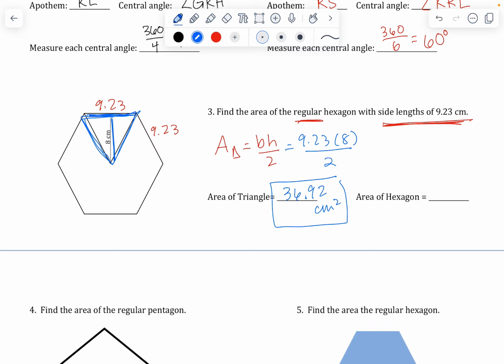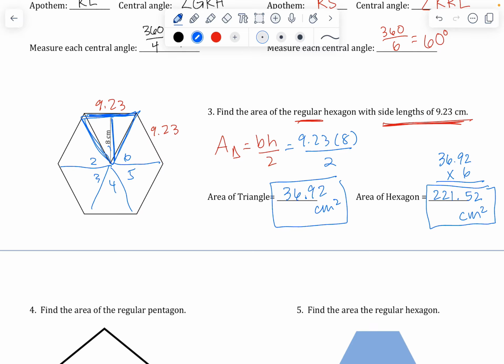But think about this regular hexagon. It's going to have 1, 2, 3, 4, 5, 6 triangles. So if we wanted to get the area of the whole hexagon, we could just take our 36.92 times 6, because it will take 6 triangles to fill that up. And our final answer is 221.52. And remember, it's units squared, so centimeters squared.